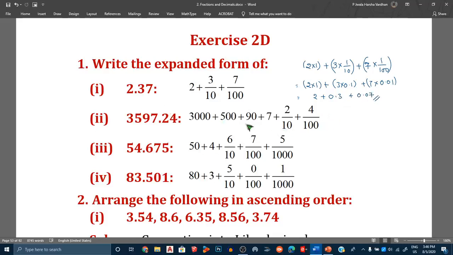Okay. So next, 3597.24 you can write as 3000 plus 500 plus 90 plus 7 plus this is 2 by 10, this is 4 by 100. Okay, like this you can write. 54.675: 50 plus 4 plus 6 by 10 plus 7 by 100 plus 5 by 1000. Next 83.501, so 80 plus 3 plus 5 by 10 plus 0 by 100 plus 1 by 1000. So like this you can write the remaining numbers.